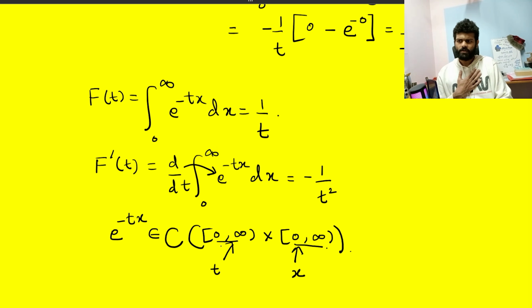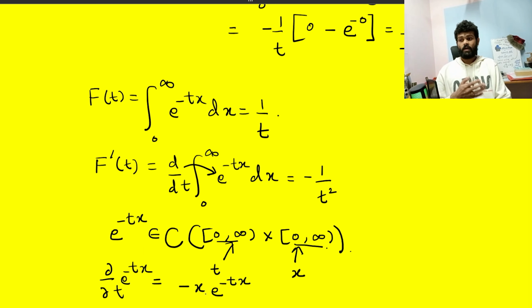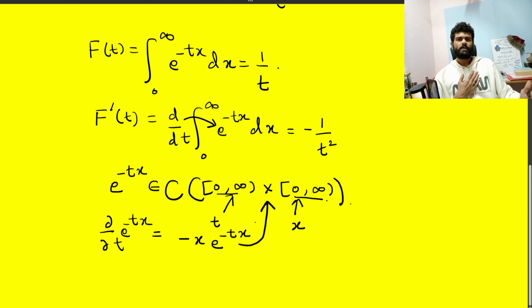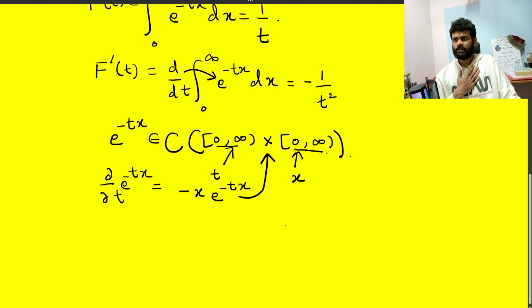Because it's continuous here, and also if you take the partial derivative of this function e to the power minus tx, this is basically minus x e to the power minus tx. Again, as you can see, this is a very good continuous function, continuous in the same domain. So if you look at the statement of the Leibniz integral theorem, because this is continuous and also because the derivative is continuous, you can take the derivative inside the integral, okay?